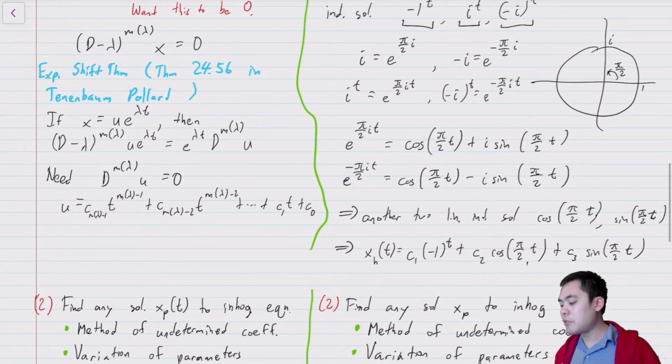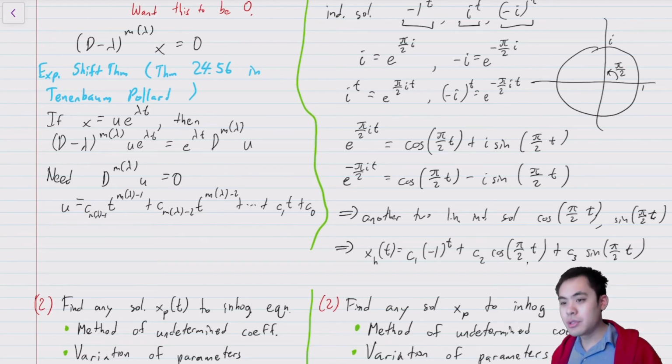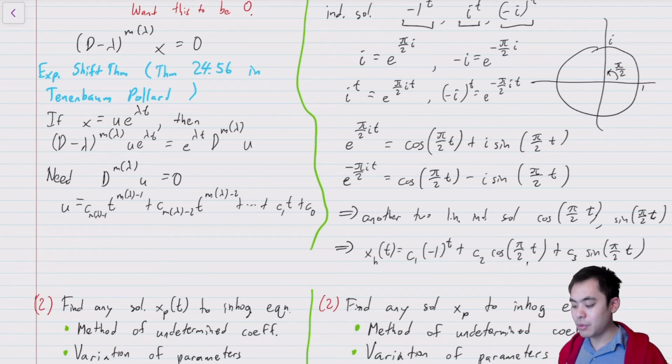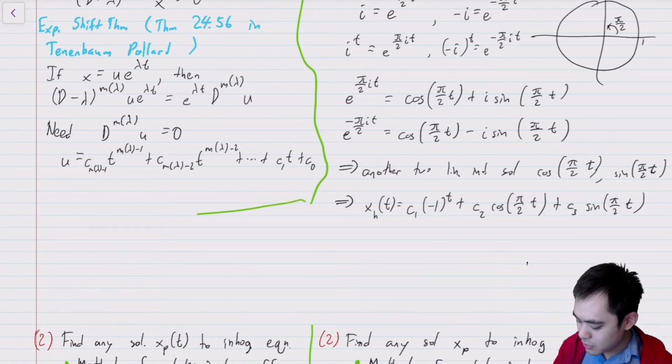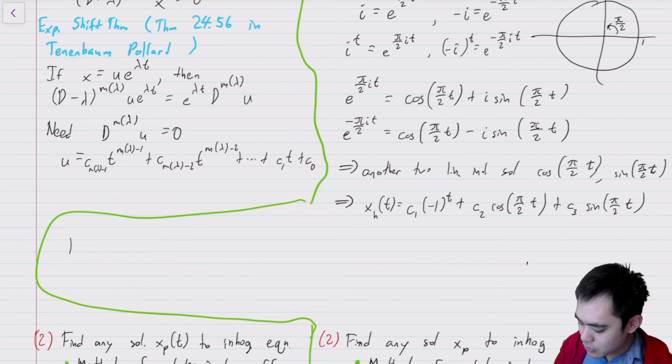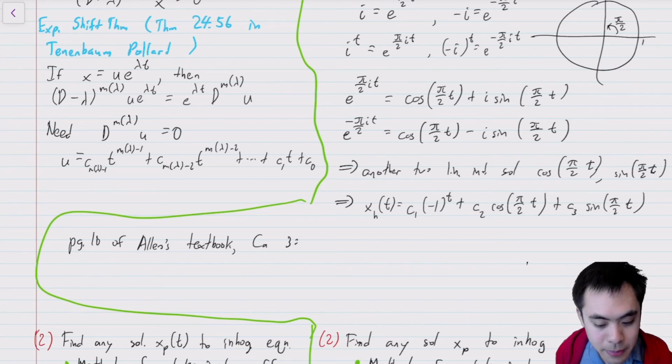The trick here is that whenever you end up with a complex root, you write it out in exponential form, and then you can use Euler's identity to get a set of real solutions instead of the complex ones we started out with. More generally, let's write that down. This is page 10 of Linda Allen's textbook, and it is case 3.